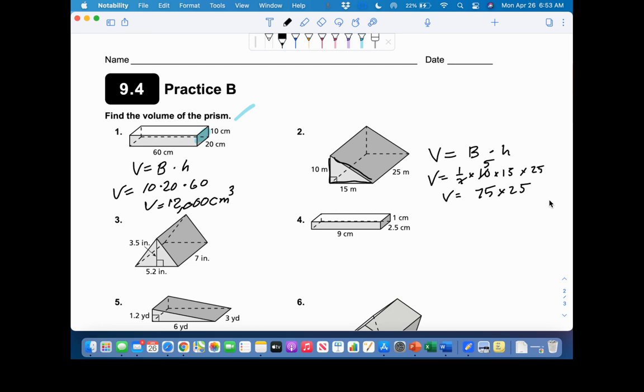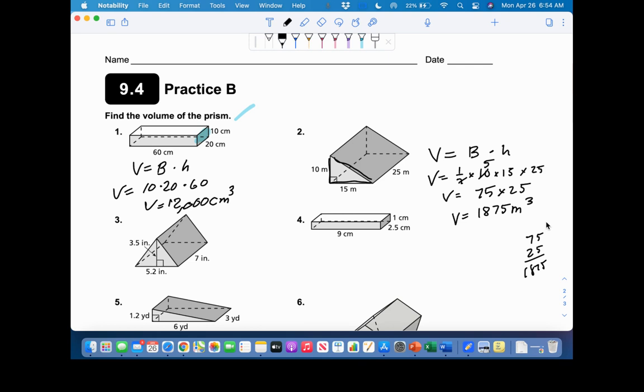But like I said, 75 times 25. I don't have a calculator on me. So that is going to be 75 times 25, 1875. So just double checking my work. Okay, so it's going to be 1875. So volume equals 1875 meters cubed.